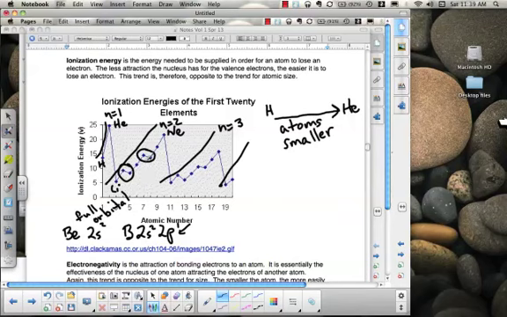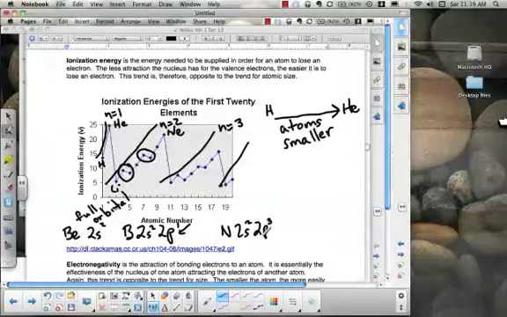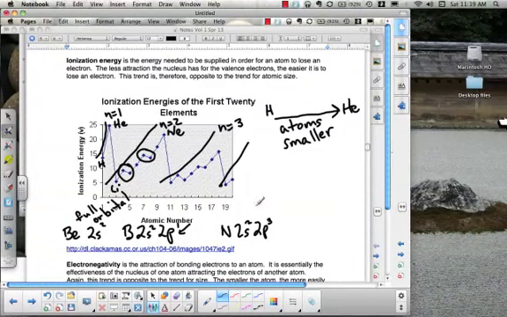The second bump comes between elements 7 and 8. Element 7 is nitrogen. Nitrogen has a 2s2 2p3, 5 valence electrons, one in each orbital in the p. And then oxygen, the next element, is 2s2 2p4. So I'm going to put down the p orbital diagram for these two elements.